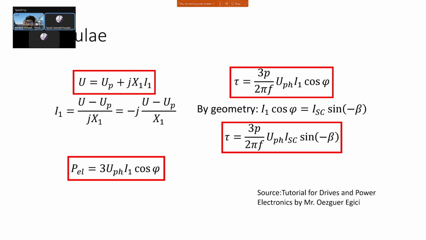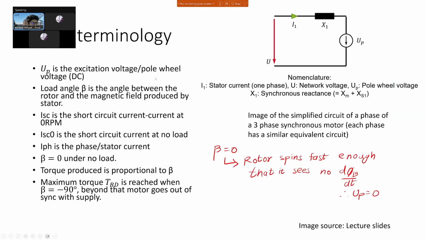Sorry, X1? Yes, X1. So X1 is reactance. Reactance is the AC equivalent of resistance. Like I mentioned previously, we have this thing called impedance. Impedance is the very general form of AC resistance.